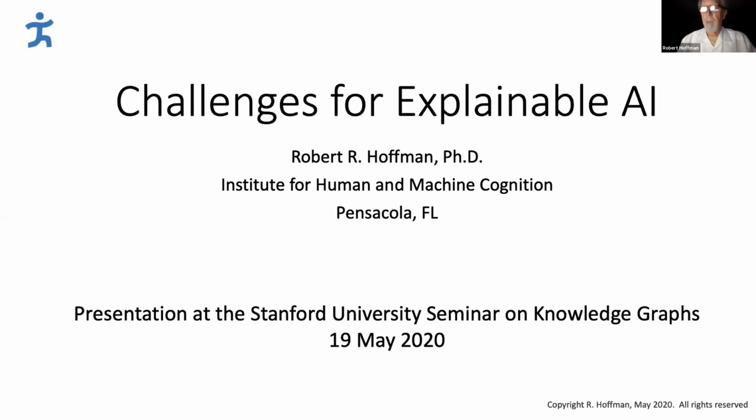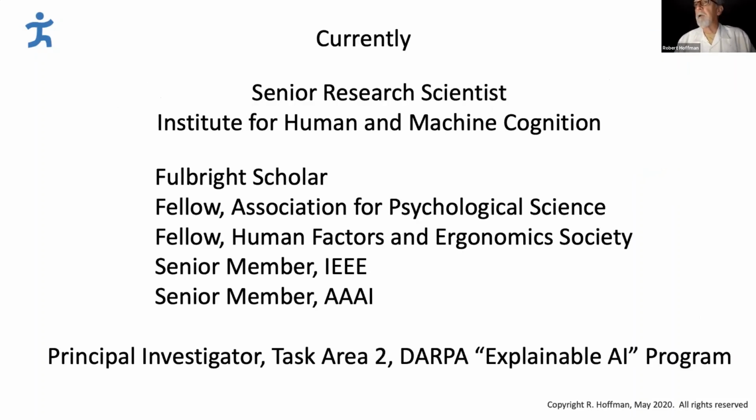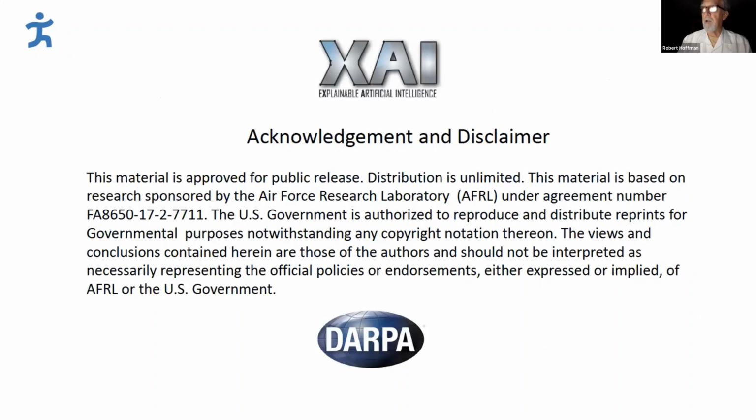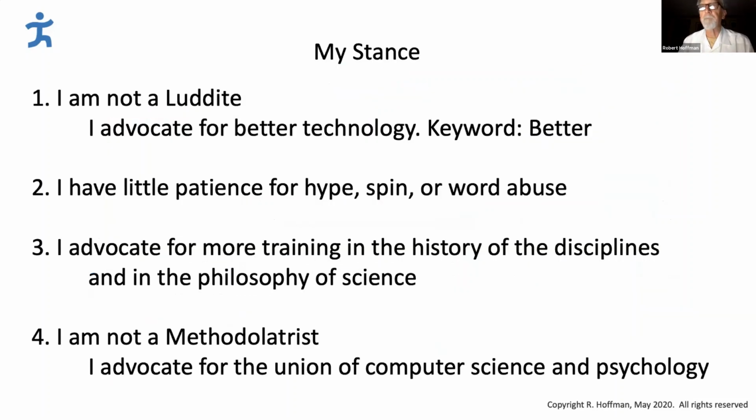Okay, so that's me. I've got degrees, big deal. Right now, I'm working on the DARPA Explainable AI program. I work at the Institute for Human and Machine Cognition in Pensacola, Florida. These are my areas of expertise. I'll skip through that. Appropriate acknowledgement and disclaimer: this is me, not DARPA. My colleagues are Bill Clancy, some of you may recognize his name, he was the developer of heuristic programming; Gary Klein, the developer of the field of naturalistic decision-making; and Shane Mueller at Michigan Technological University, who is a raving genius and a hell of a nice guy.